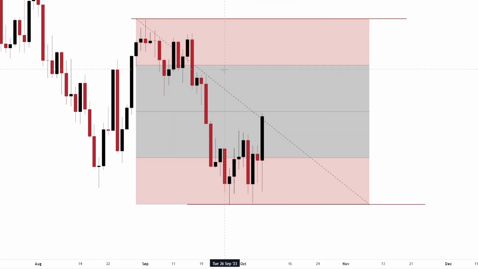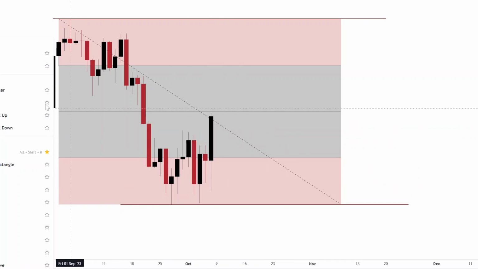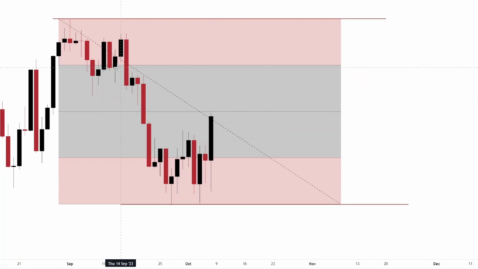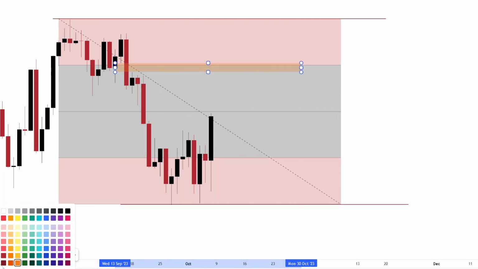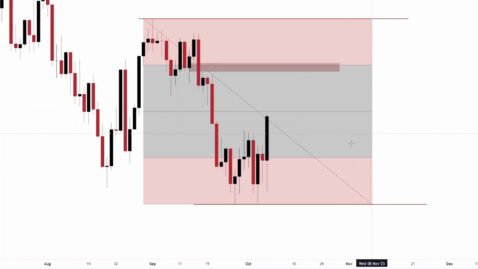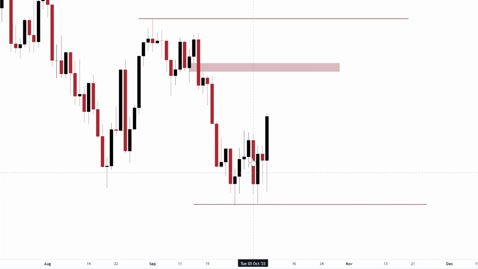So what are we looking for? We're looking for a fair value gap in our premium and discount zone. So for right now, we don't have anything in our extreme discount, but we do have a fair value gap in our premium. So these are the fair value gaps we'll be targeting.